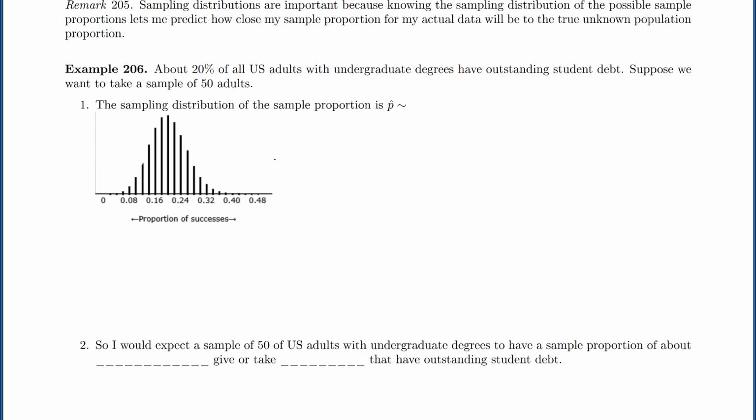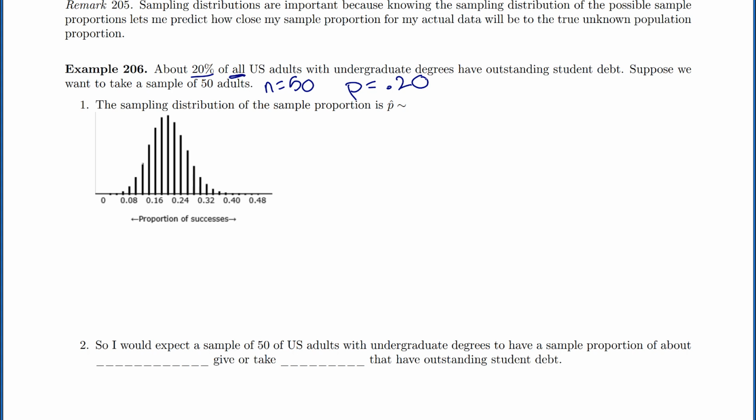So let's do some examples. About 20% of all U.S. adults with undergraduate degrees have outstanding student debt. Suppose we want to take a sample of 50 adults. So write down what they told you. We have n equals 50. Now that 20%, they said that was for all the U.S. adults, so that sounds like a population proportion, not a sample. So my population proportion is 0.2.